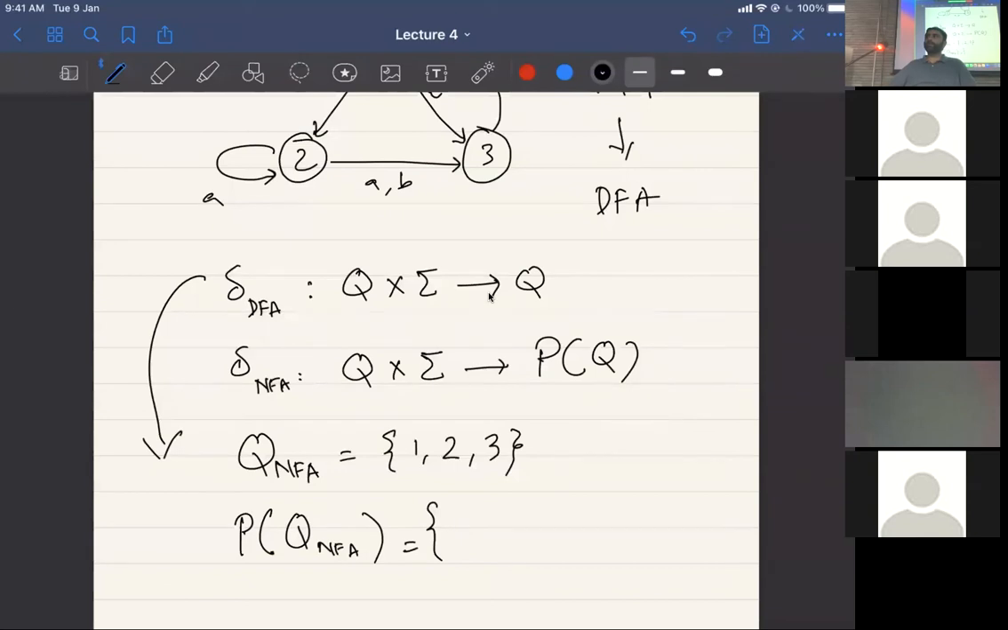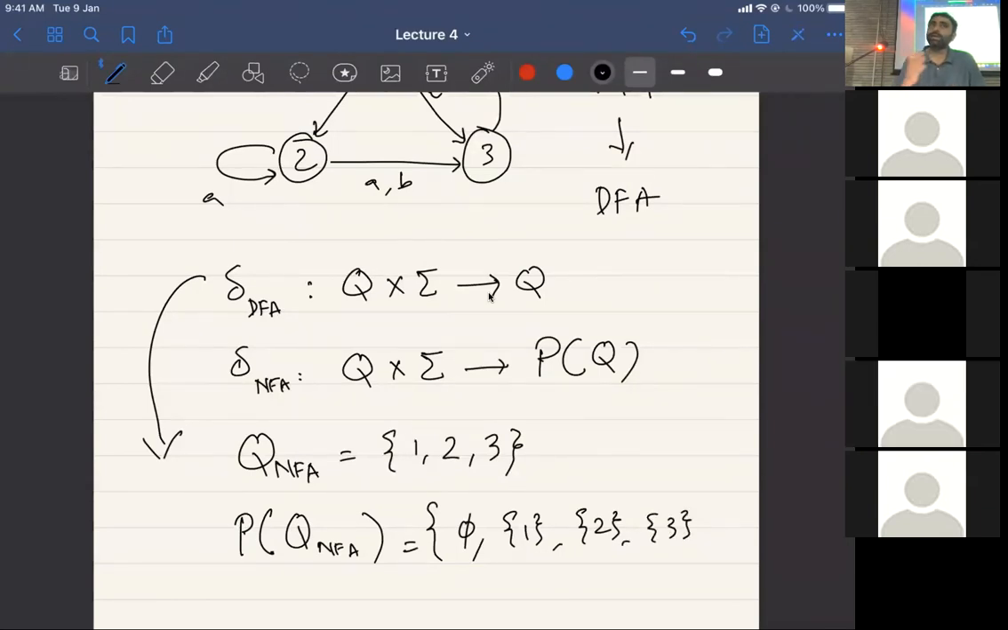Do you know what a power set is? A power set is a set of all subsets of the set, right? So the empty set is a subset of every set, so the empty set is here. We can write the empty set here. And 1 is a subset, so 1 is there, 2 is there, 3 is there.